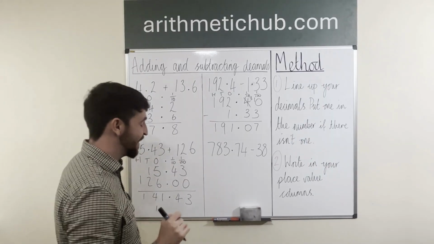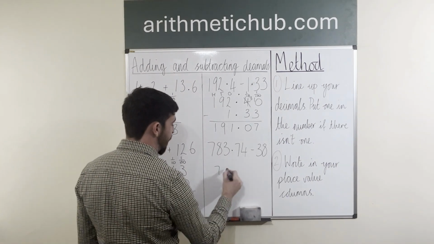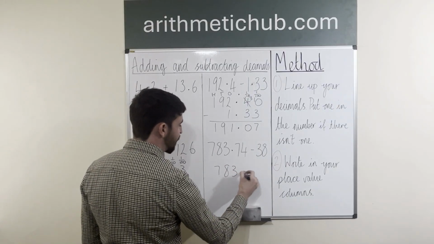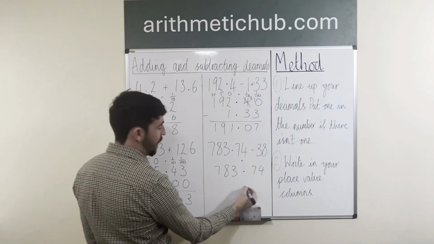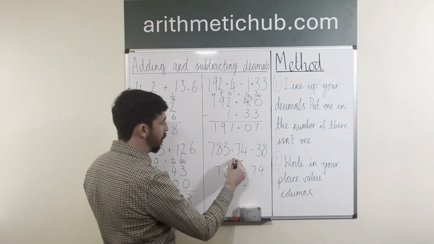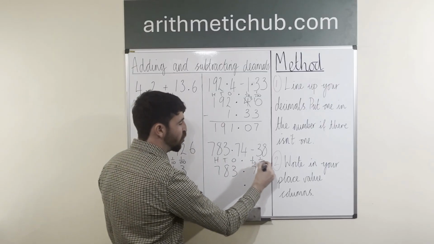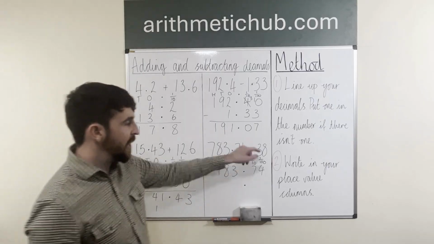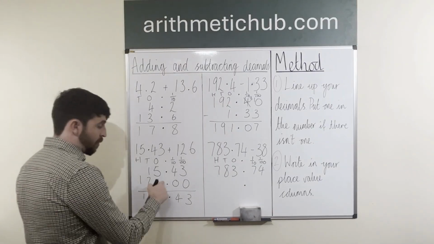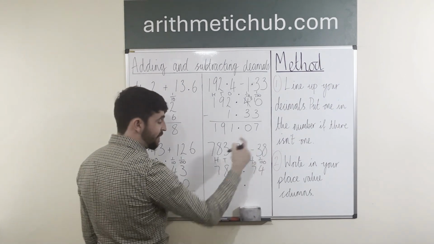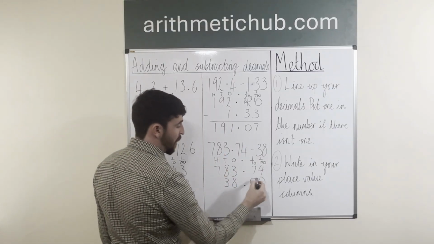783.74 take away 38. So we've got, let's put our place value columns in first. So we've got 783.74. Okay, line the decimals up. Okay, and then line the decimals up over here. And then we've got our ones, tens, hundreds. The other side of the decimal, we've got our tenths and our hundredths. Okay, but the number that we are taking away, we're taking away 38. And that doesn't have any decimal place, does it? So again, same as what we did over here, we can just put 38. 8 is in our ones column, 3 is in our tens column, and then we can add our zeros back in over here, can't we?